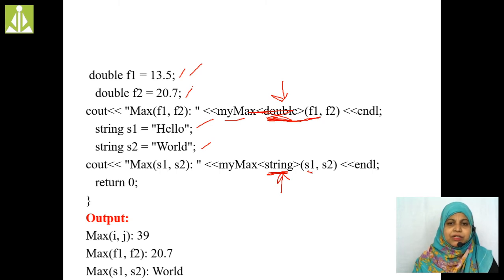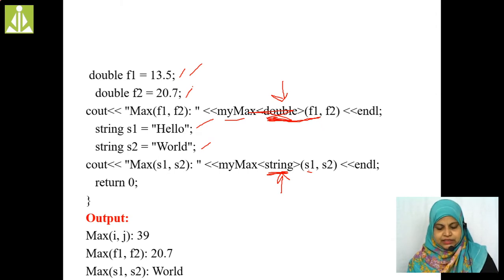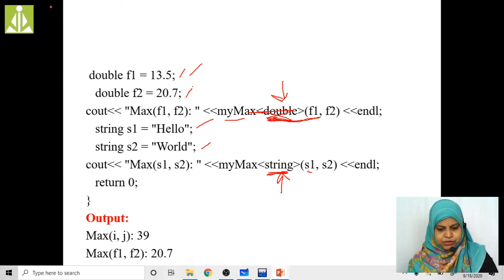In a single program we are finding the greatest of integer, double and string values. If we do not use templates, then we have to write separate code for all of these. Now I am going to implement this in Dev C++ software and try to execute it.